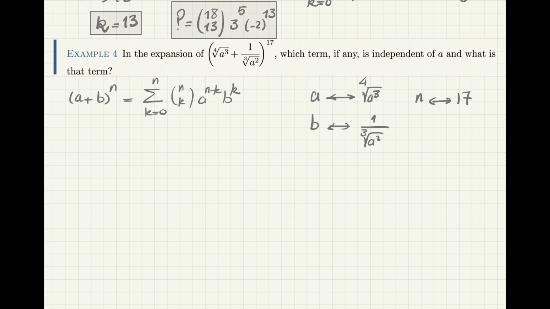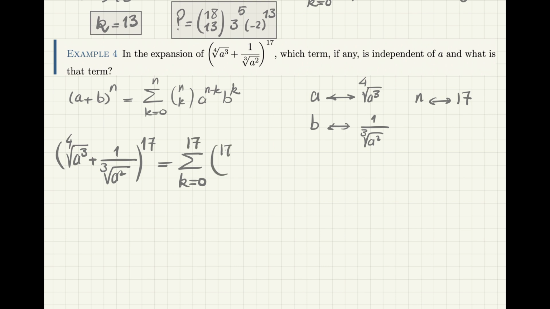And I will patiently rewrite it again. Now, of course, you don't have to. So sigma goes from 0 to n, where n is 17, 17 choose k, and then I have the fourth root of a cubed to power 17 minus k, and then I have 1 over the third root of a squared to power k. This is what the formula tells me.